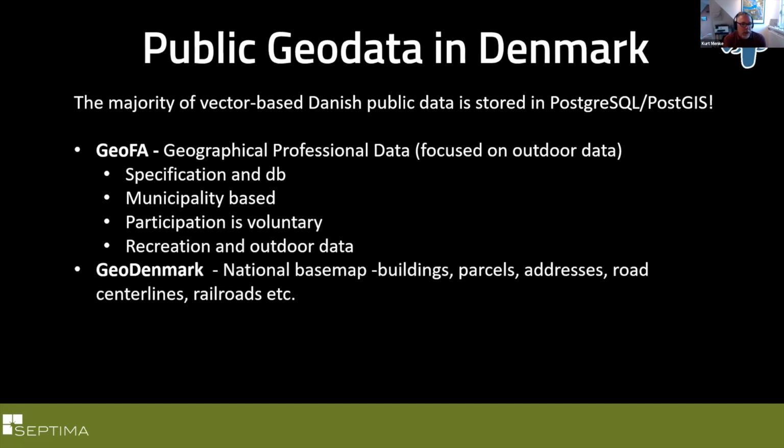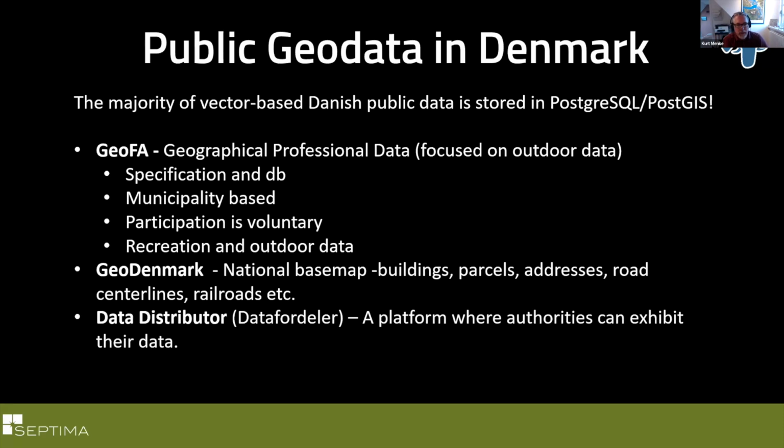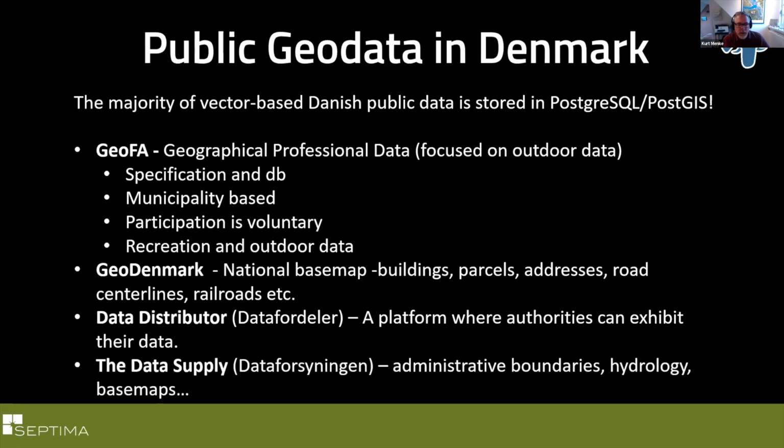There's then GeoDenmark, which is the national base map. So this includes things like buildings, parcels, addresses, road center lines, railroads, etc. All that basic ground data is in this database. And then there's this thing called Datafordeler, which is the data distributor. So this is basically a platform where agencies and other authorities can place their data. And so this is basically a sharing platform based on PostGIS.